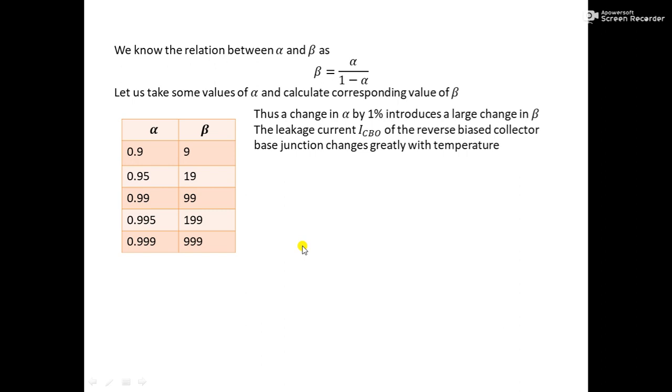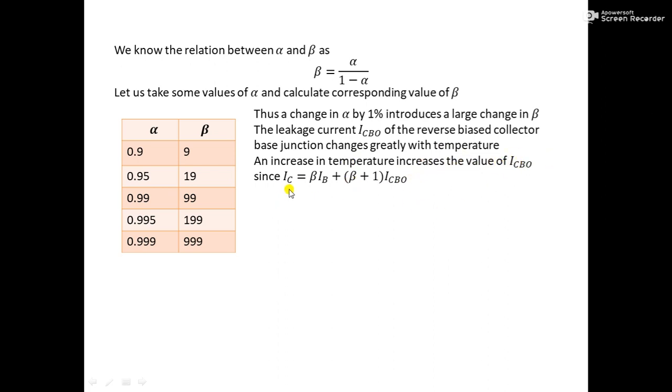The leakage current ICBO of the reverse biased collector base junction changes greatly with temperature. As we have seen earlier, this is the current due to the minority carriers, and the minority carriers are generated thermally. So it changes greatly with the temperature. An increase in temperature increases the value of ICBO.